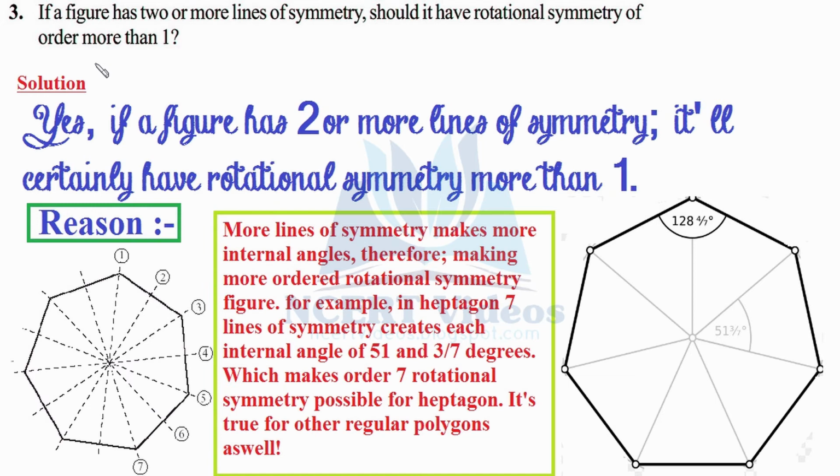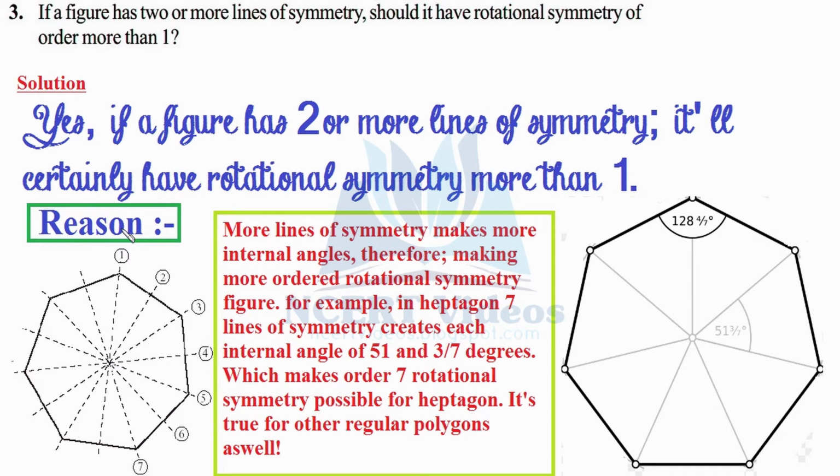This question is just a repetition of one of the statements from the previous question. That is, if a figure has 2 or more lines of symmetry, we will take some example, and we have to show whether it should have a rotational symmetry of order more than 1. Well, yes. If a figure has 2 or more lines of symmetry, it will certainly have a rotational symmetry more than 1, because 1 is by default with every object in this universe.